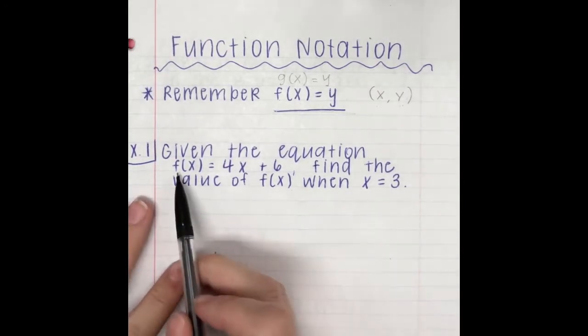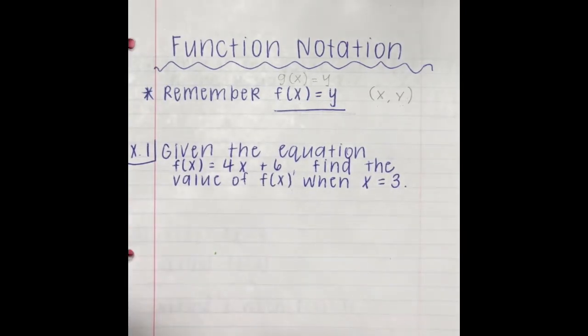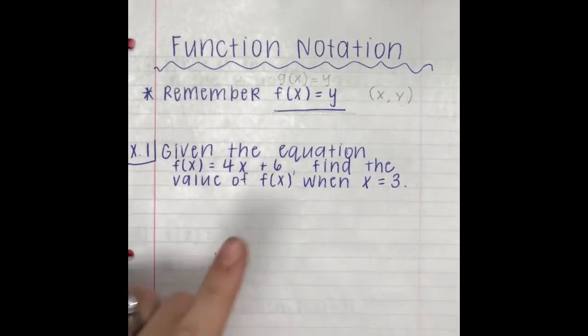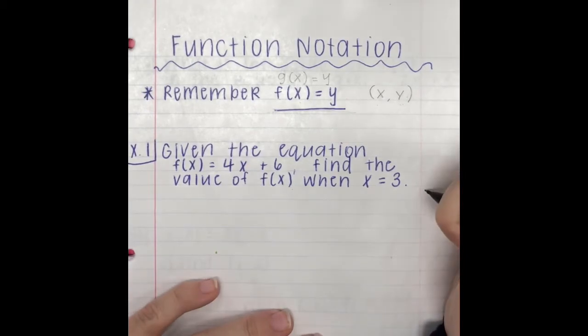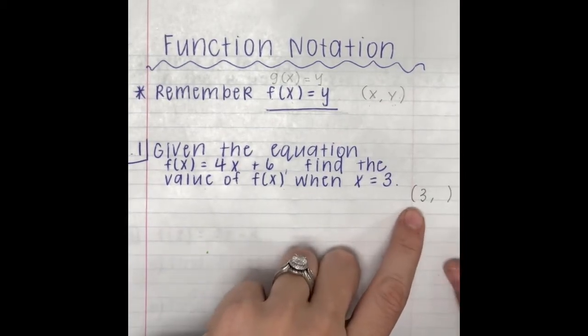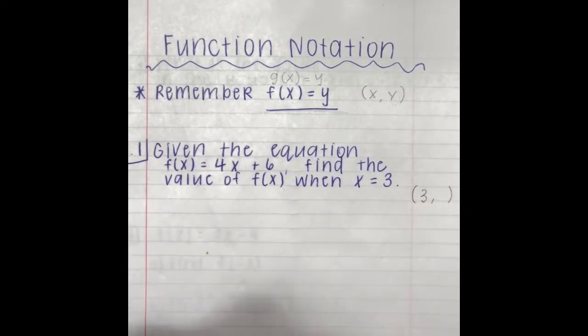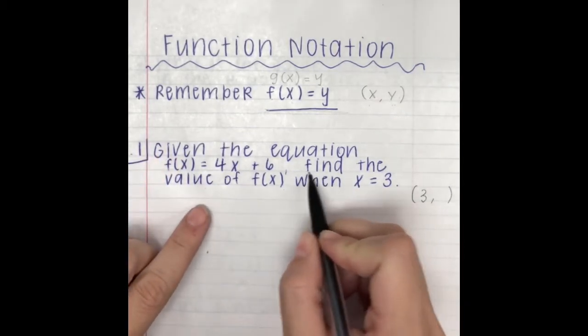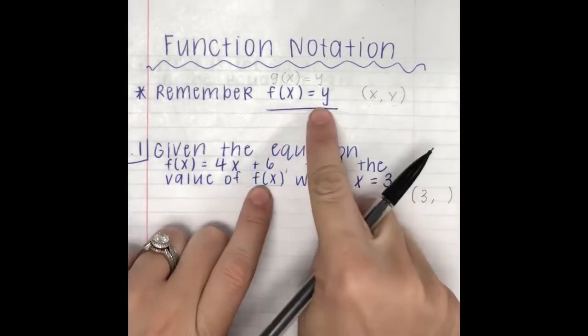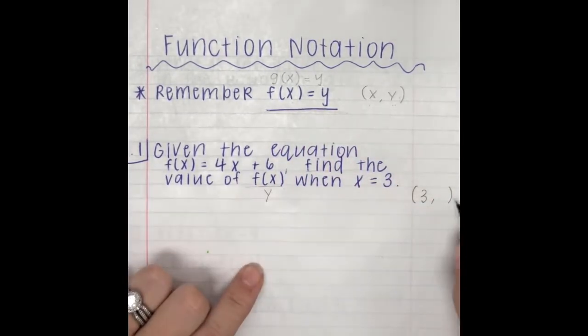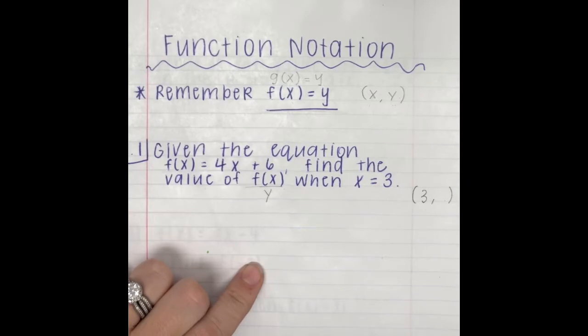Given the equation, f of x equals 4x plus 6, find the value of f of x when x equals 3. Okay, so what this means, you've been given your x value. So off to the side, I'm just gonna put 3 in for where my x would be, comma, and then a blank space for where my y will be once we find it, right? Because it says find the value of f of x. Well, f of x we know is the same thing as y. So we're trying to find that missing y value, okay?